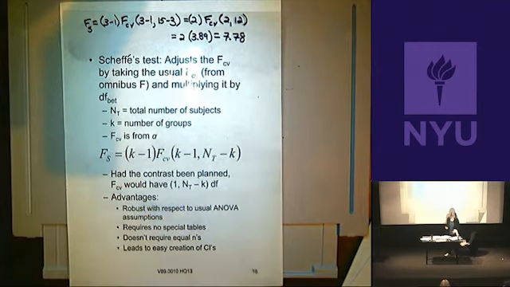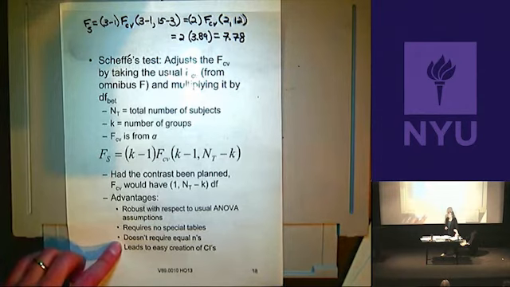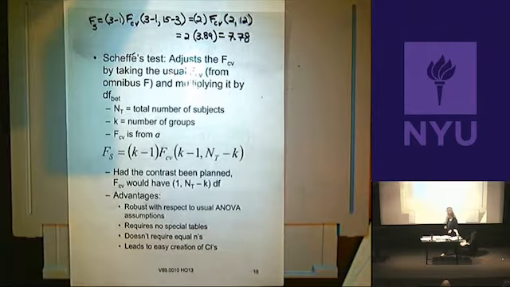Had the contrast been planned, this is what I just did before. So what are the advantages to using the Scheffé F? Well, it's robust. That's one advantage. Robust meaning not influenced by violations of the assumptions. You don't need any special tables, right? We don't need Q. We don't need any of those other tables, like Dunn's. We're just using a simple F table. You don't need equal n's. And if you wanted to, you could create confidence intervals. We're not going to. Yes, you can be happy about that. But you could if you wanted to.